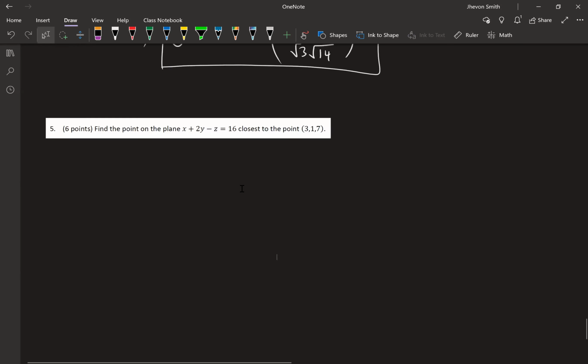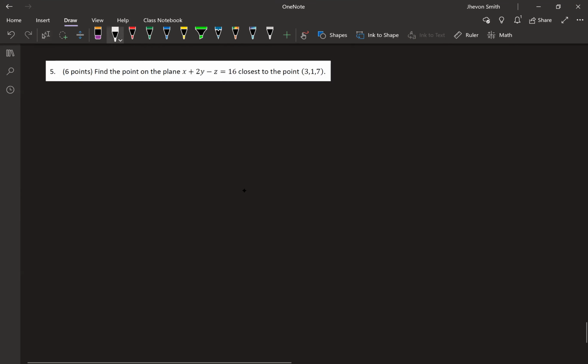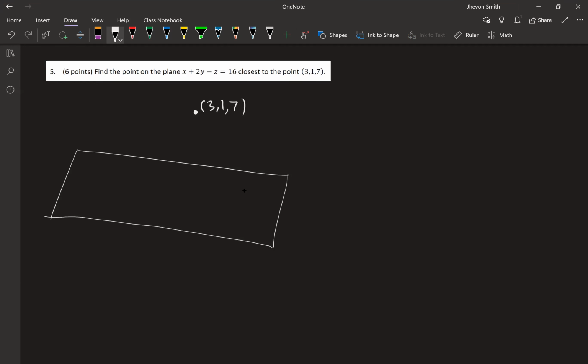Okay. So here, what is the idea here? Here we have our point, it's our (3, 1, 7). And we might have our plane over here doing its thing. We want to find the shortest distance. Well, what is the shortest distance? It's going to be the perpendicular distance, right? The perpendicular distance is the shortest distance. So if I can find a perpendicular line that goes from the plane to that point, we want this point.